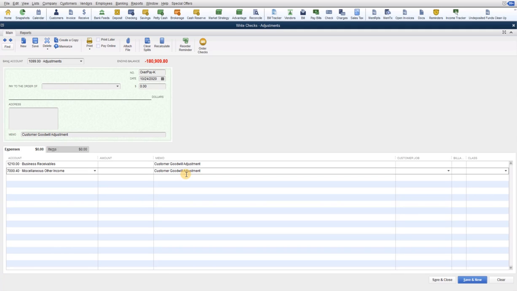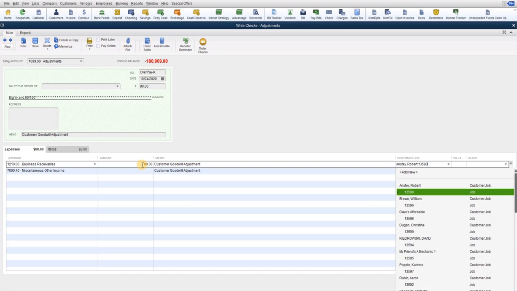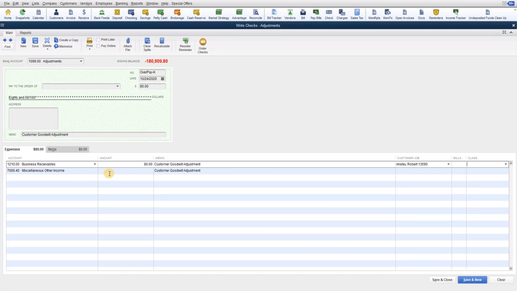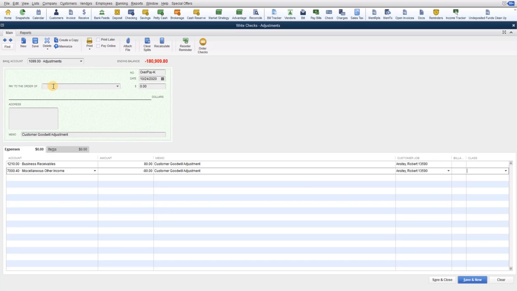Now the question is which direction does this have to go? Well, this is going to be a positive number, and normally I set this up with that information on there. So we're $80, and we make sure that we put in the job number, and then the next one's going to be a negative $80, and put the job number in there again. And finally, we put the job number in here too.